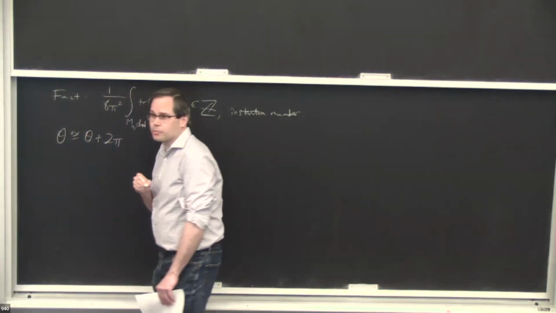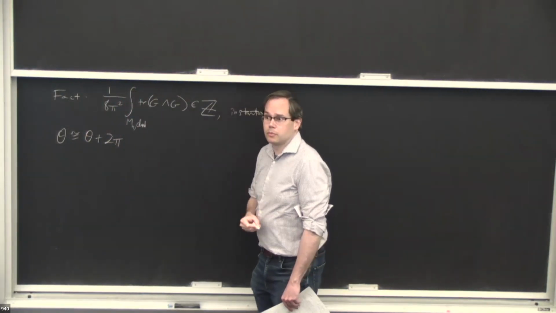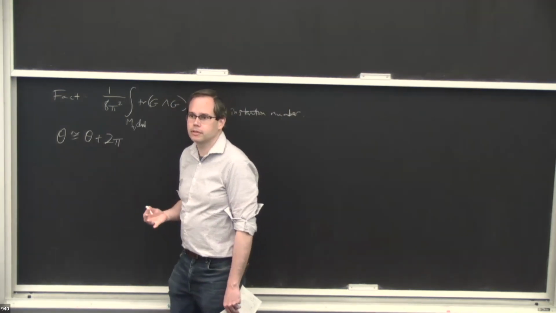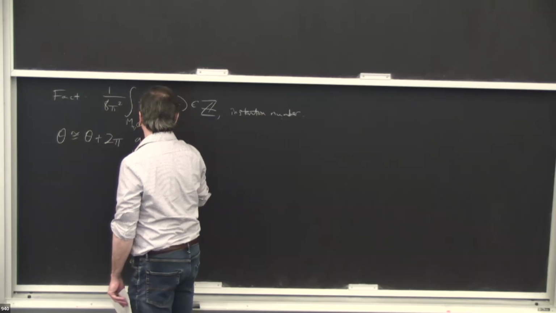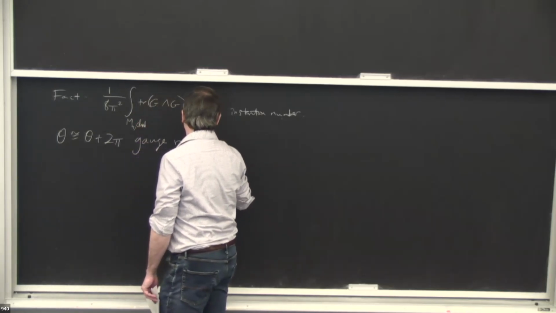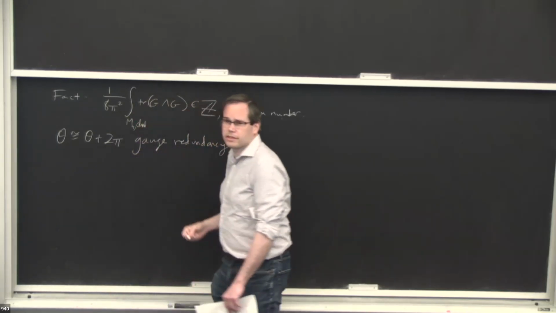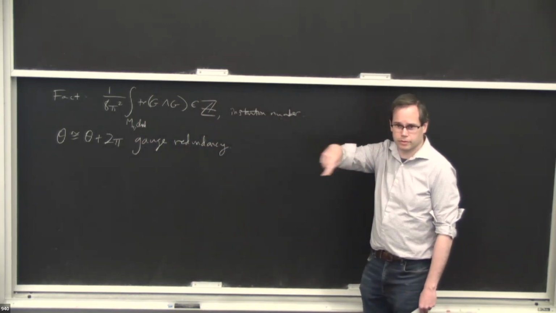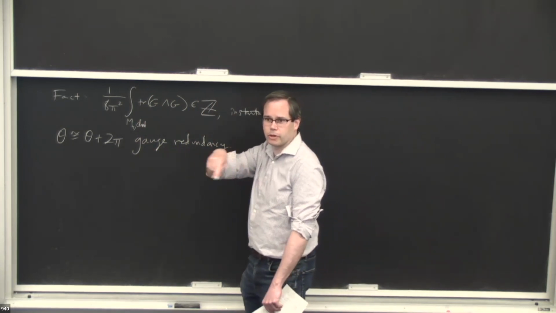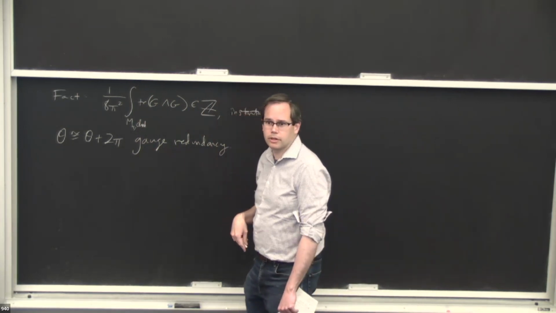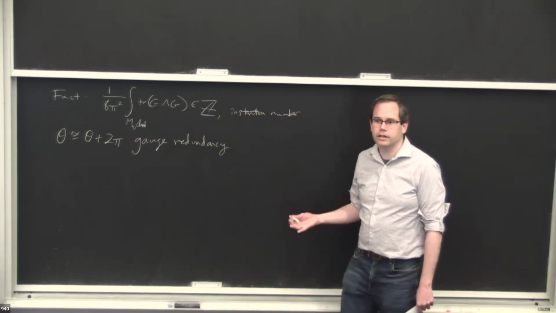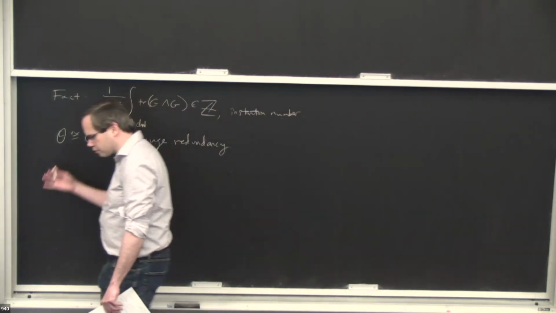When I tell you that theta is a periodic scalar, what I mean is that theta and theta plus 2 pi are literally the same thing, meaning this is a gauge redundancy. Theta is not a gauge invariant field because it's a periodic field, and so the value of that field doesn't have a meaning. It's only well-defined mod 2 pi. So e to the i theta has meaning. Derivatives of theta have meaning.